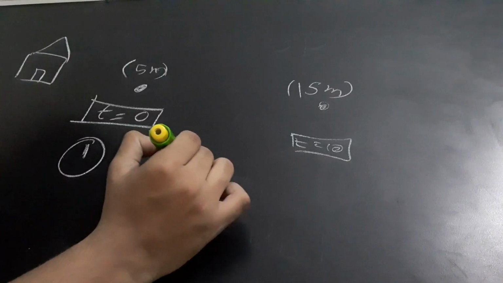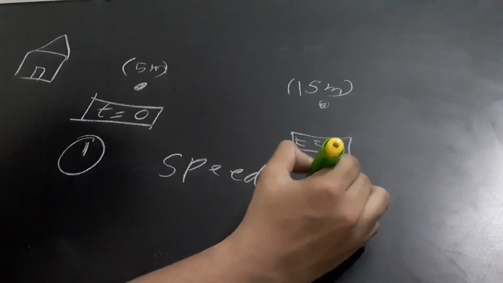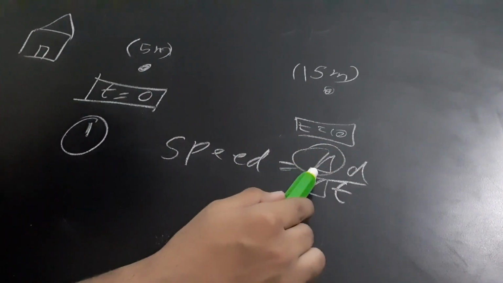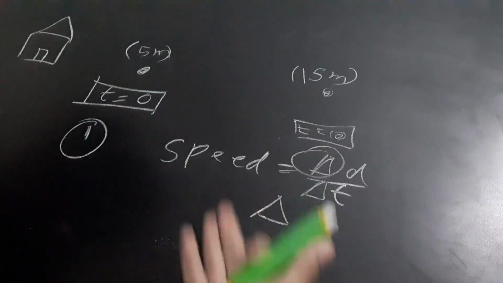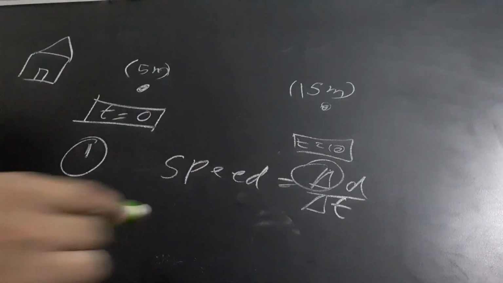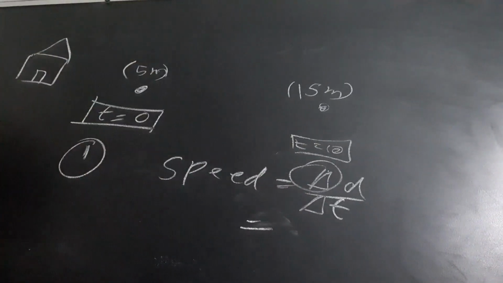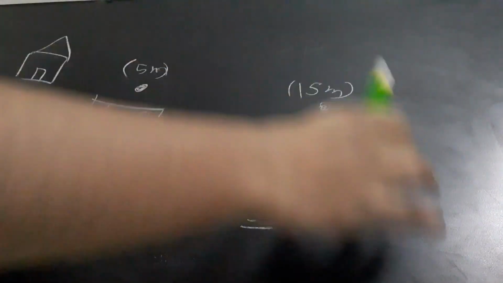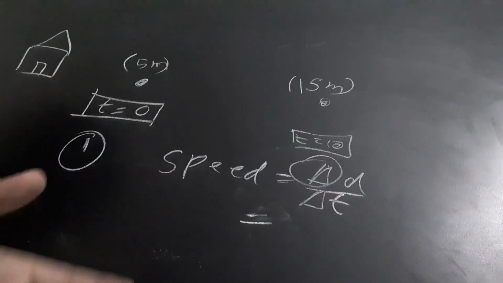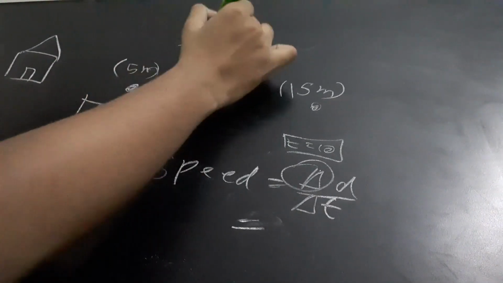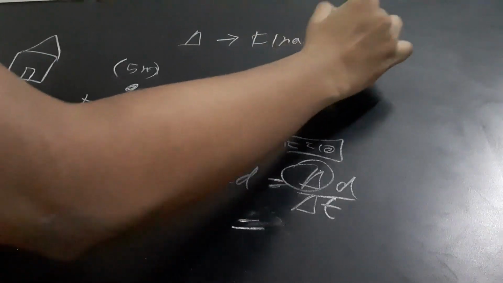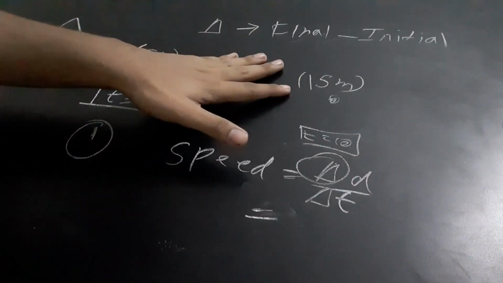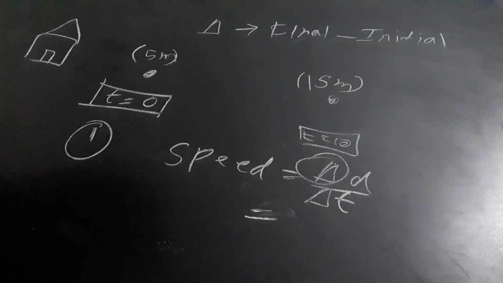The speed, as we just saw, is given by delta d upon delta t. In physics, we represent the change in quantities by this triangular symbol, which we call delta. This is the Greek alphabet. So speed is equal to delta d, which is the change in distance. Remember, it's not the distance. It's not that you just put 15 here and get the answer. No. It's the change in distance. What do you mean by change? By change, we mean final minus initial.